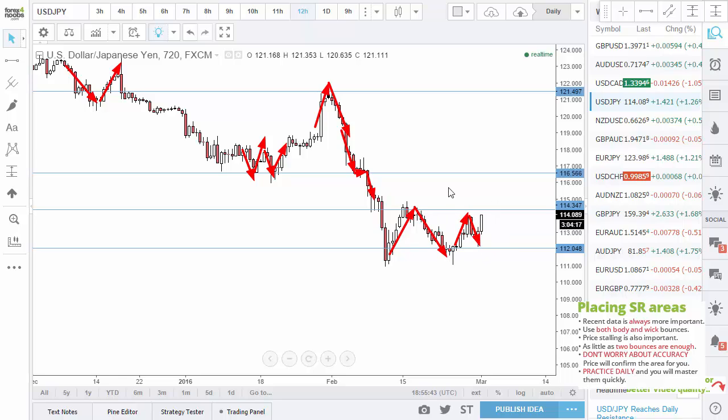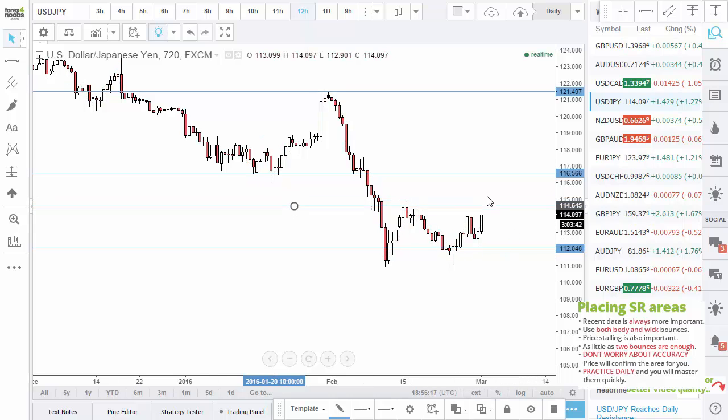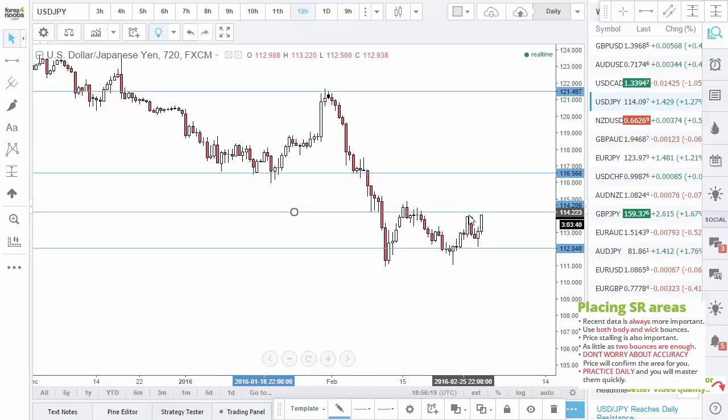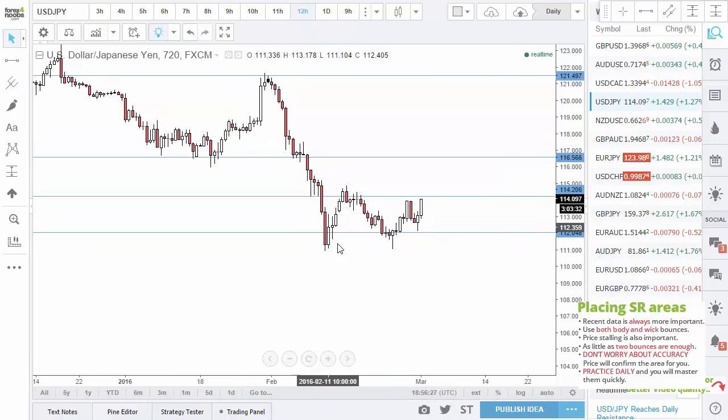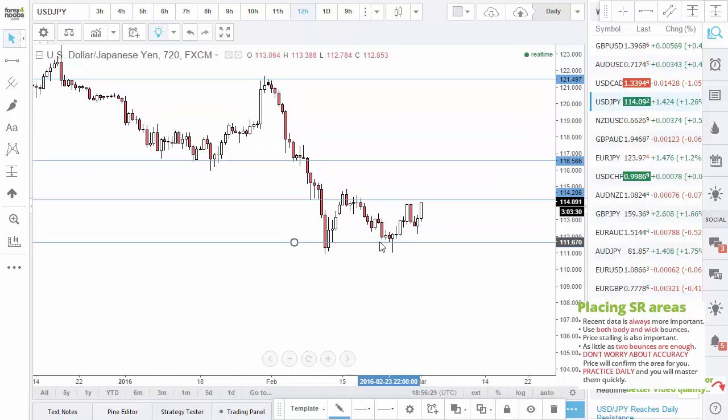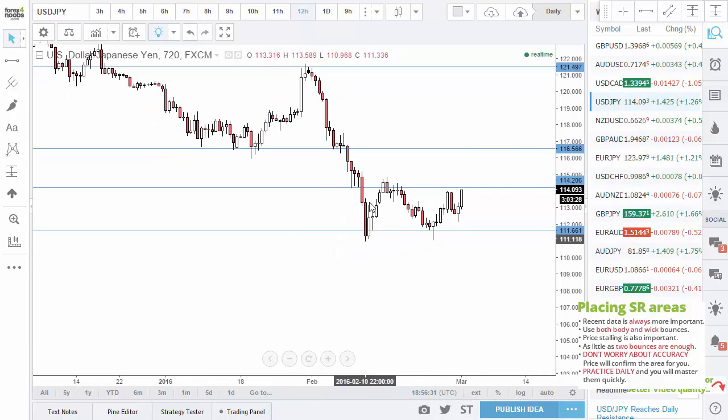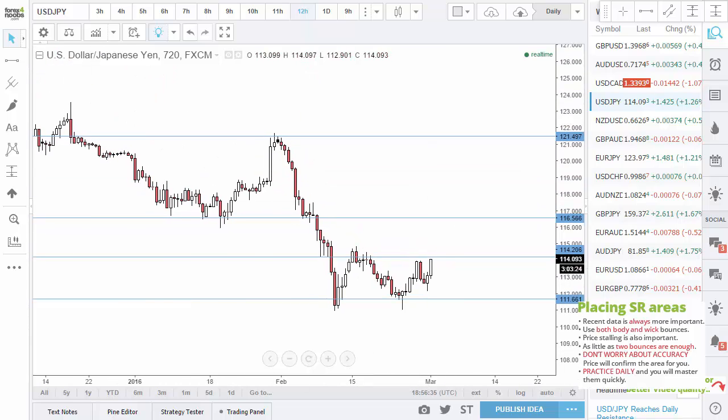Keep in mind, these are areas, so they don't have to be exact. It doesn't have to be right on top of that line. This is also part of that bounce. Let me remove it. So see this line here? That is also part of this support resistance area. We have a bounce there. We have two bounces there. We have a strong bounce here. That one probably shifted down around here. So it counts for this bounce and for that bounce. So there you go, USD/JPY support resistance areas.